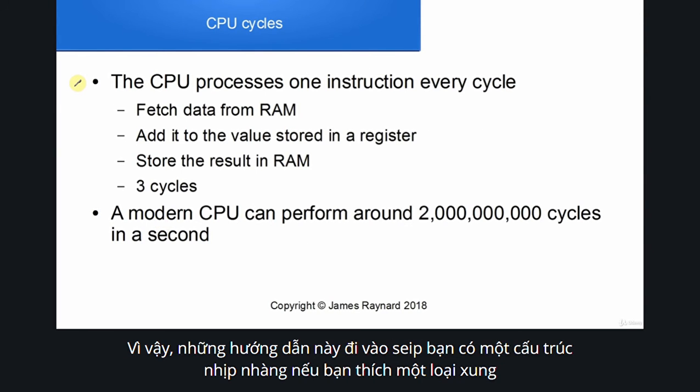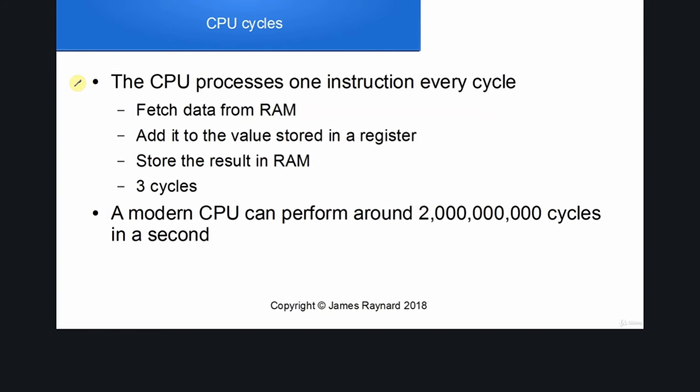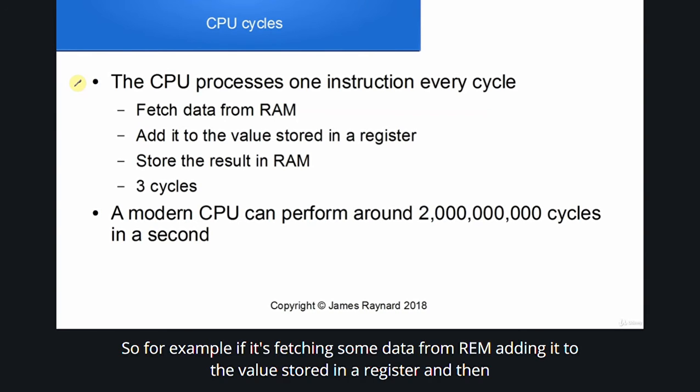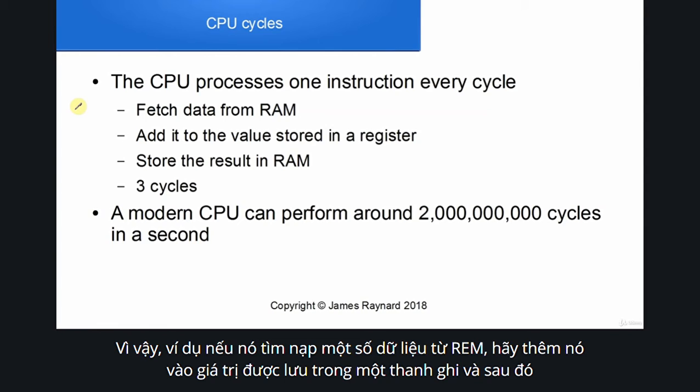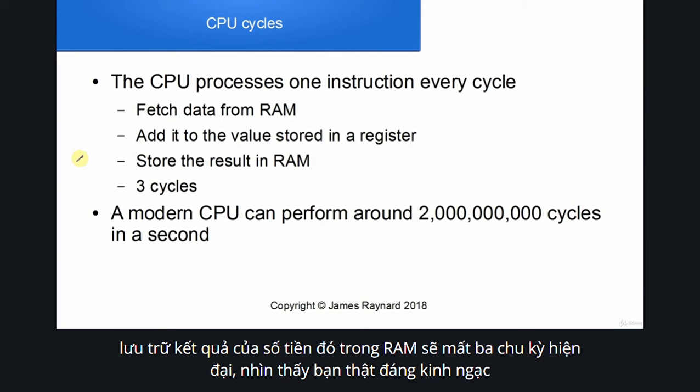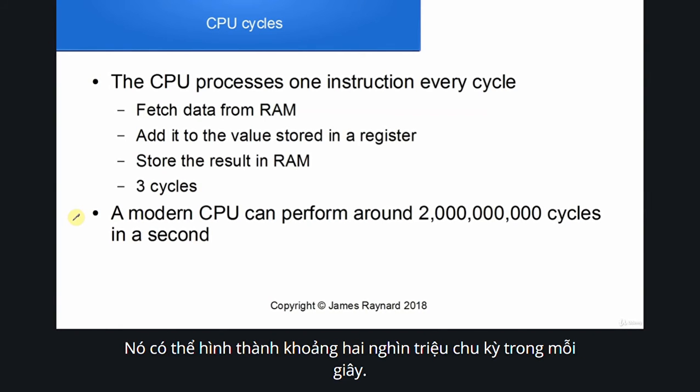So these instructions come into the CPU. There's a rhythmic structure, if you like, a kind of pulse, which is known as the cycle. And every cycle, usually the CPU will process one instruction. So for example, if it's fetching some data from RAM, adding it to the value stored in a register, and then storing the result of that sum in RAM, that would take 3 cycles. A modern CPU is amazingly fast. It can perform around 2,000 million cycles in each second.